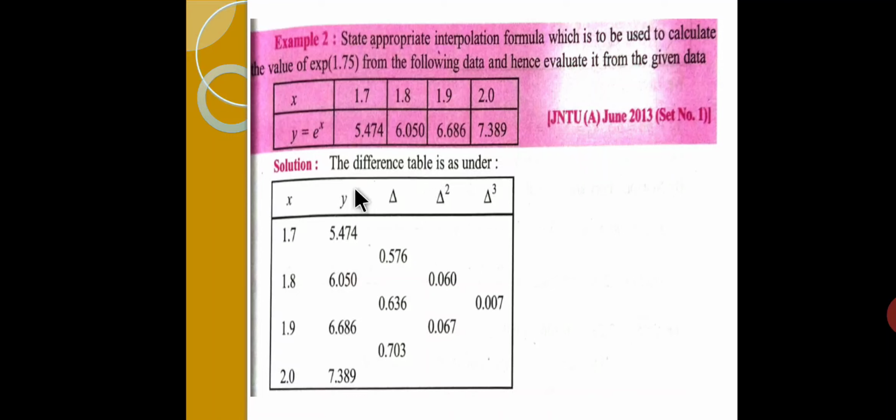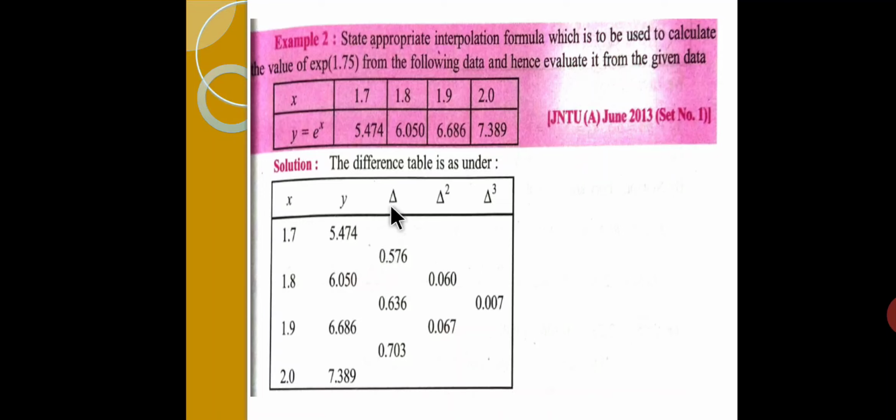So first we have to calculate the difference table for the given data. We enter the given arguments for x: 1.7, 1.8, 1.9, and 2.0, and entries for y: 5.474, 6.050, 6.686, and 7.389. So the first forward difference value is 6.050 minus 5.474, which is equal to 0.576.